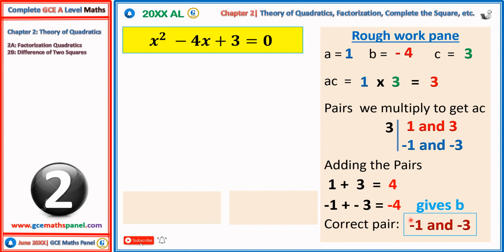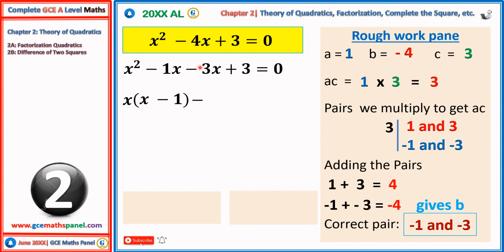What does this tell us? This tells us that we are going to break down this middle term into minus 1x minus 3x. So we copy out our quadratic equation and we replace this minus 4x by minus 1x minus 3x. And we group them. The first group, this x is the highest common factor, so we factor it out. We'll be left with x minus 1 in brackets.